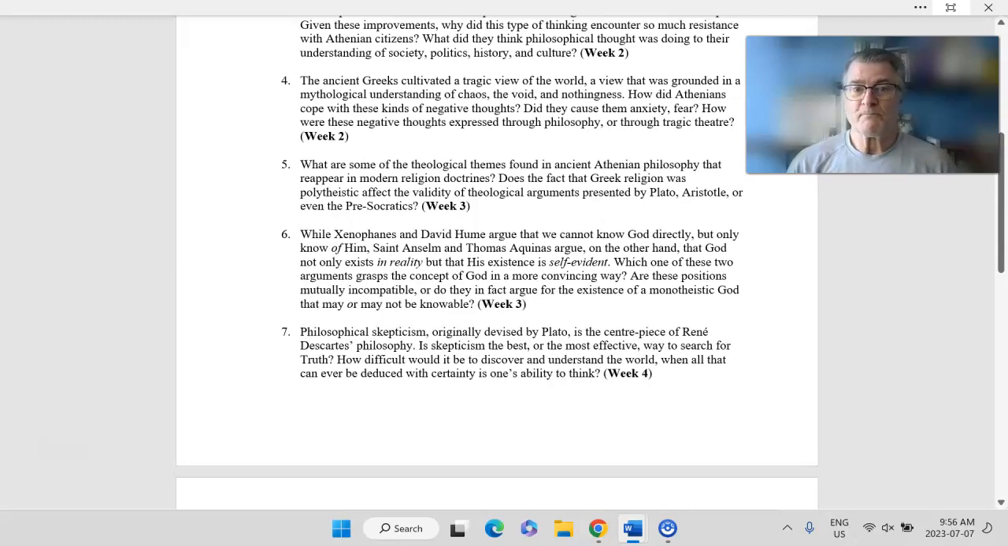So also in week 3, we talk about Xenophanes and David Hume saying that we cannot know God directly, but only know of him. St.